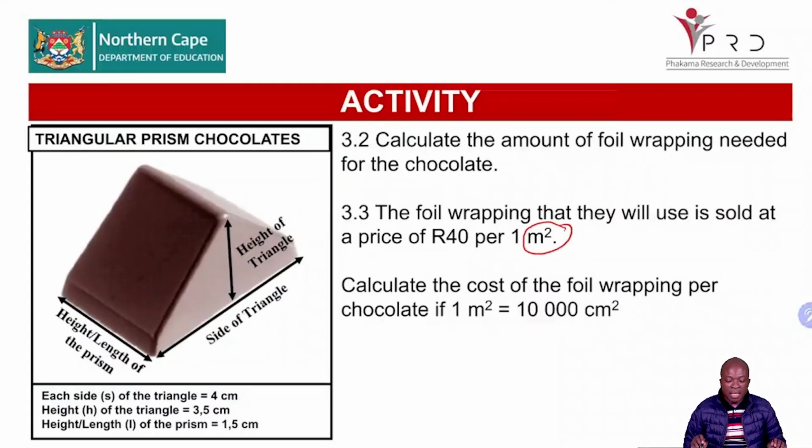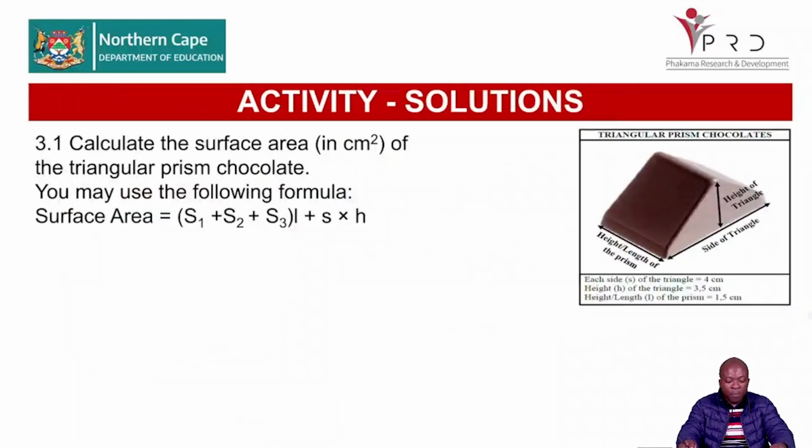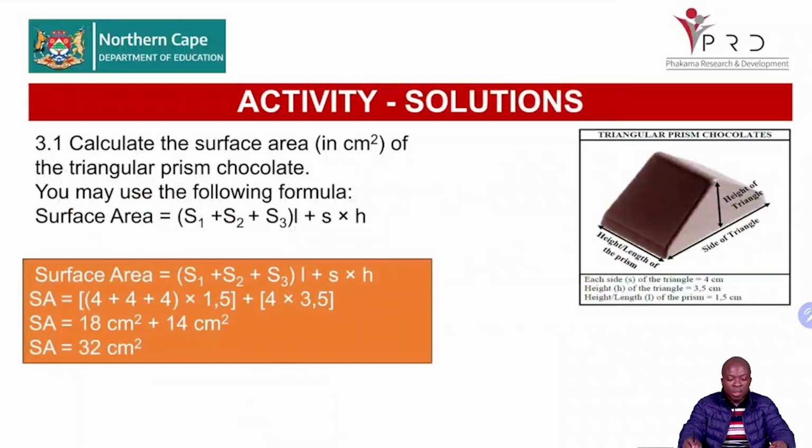Okay, welcome back, learners. So 3.1, we are supposed to find the surface area. So its formula is already given to us. What you do is to try and substitute the values. S1, the side, each side, can you see is 4? So there's 4 plus 4 plus 4. Close bracket times L, which is 1.5. That's the L, or the height, 1.5. I hope you can see that one. Plus, then we say we should have S times H. So what is S? Is 4 times the height of 3.5. Height of the triangle is 3.5.